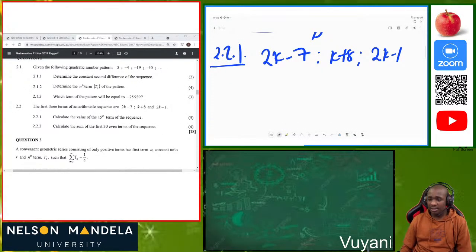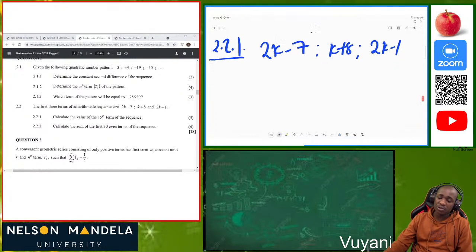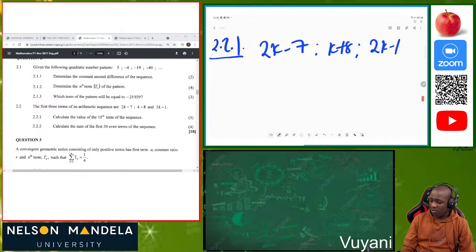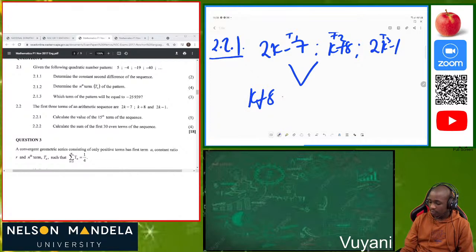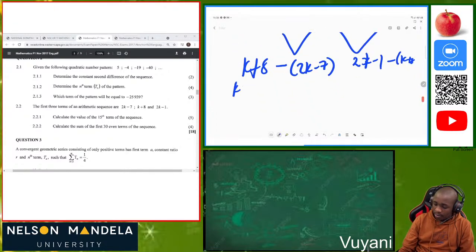So firstly, we are given this sequence. Now let's calculate the value of k so that we can have values. In order for us to calculate the value of k, we know that k plus 8 is term 2, this is term 1, this is term 3. So term 2 minus term 1, it's going to be k plus 8 minus 2k minus 7. Then also term 3 minus term 2, which is 2k minus 1 minus k plus 8. So k plus 8 minus 2k, then negative times negative is positive 7.